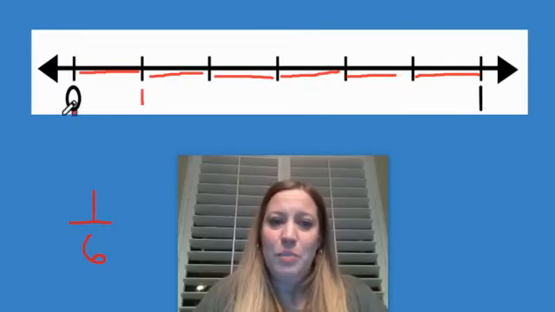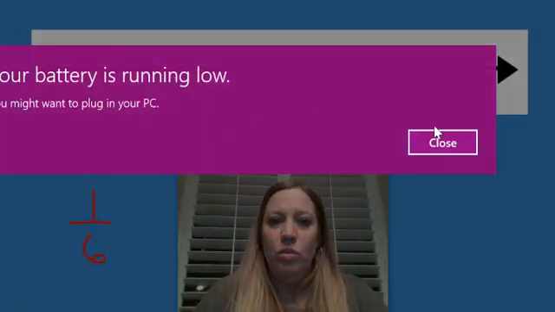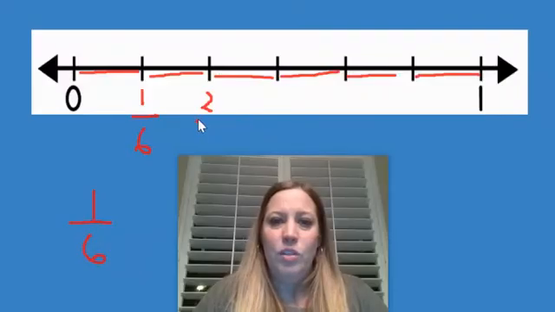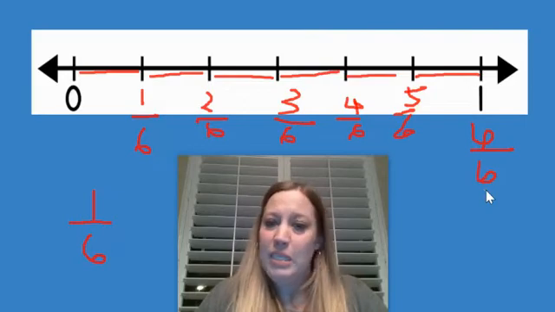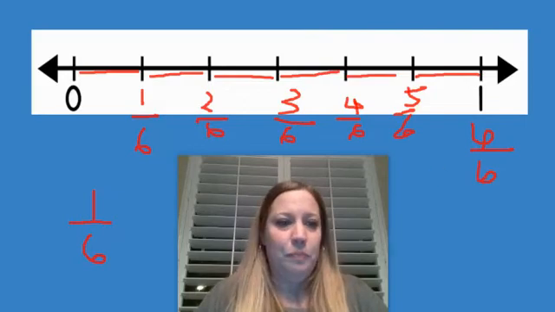So I'm going to start, here's my 0, so I'm not going to count there. 1/6. 2/6. 3/6. 4/6. 5/6. And then I'm going to check to see if it matches up. 6/6. Yep, it sure does. So I know that I didn't make a mistake there.